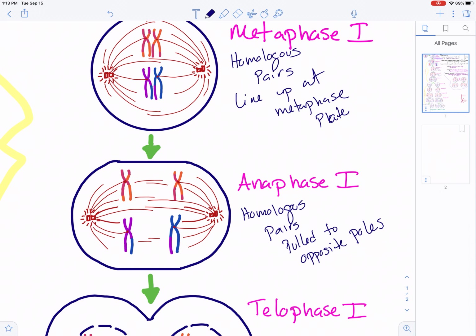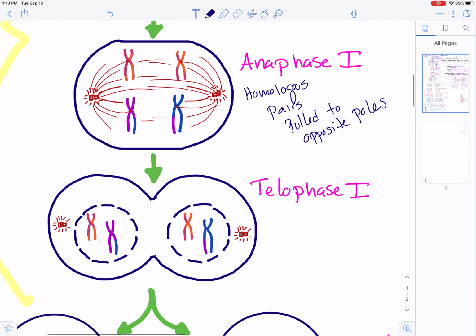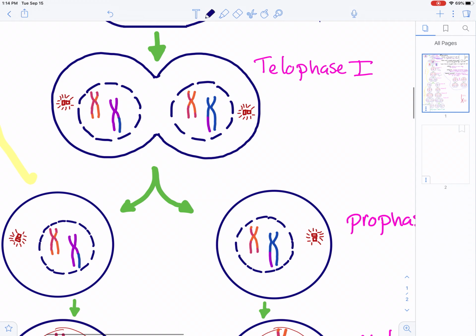And then after that happens, we've got telophase where we get a little bit of cytokinesis, so we get that pinching of the cell membrane, and we basically form 2 cells here. Now, these cells are already considered haploid, because technically there are only 2 chromosomes in them. This is one chromosome, this is another, this is one chromosome, this is the second.